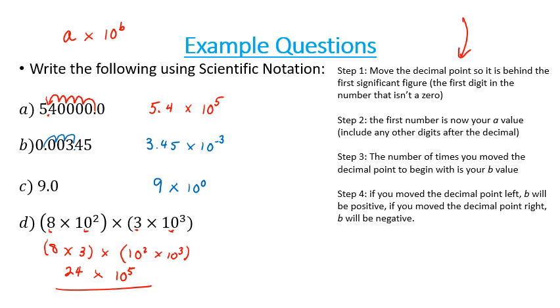Now, there's only one problem with that answer, which is that my A value is not between 1 and 10. In order to fix that, I need to make it 2.4, and I need to increase my B value by 1, because I've essentially moved the decimal point from behind the 4 to in between the 2 and the 4.